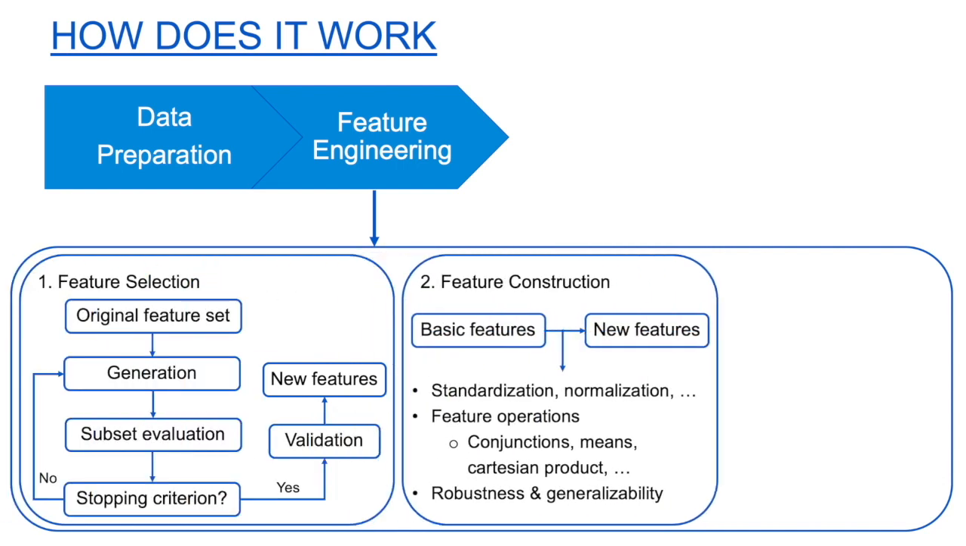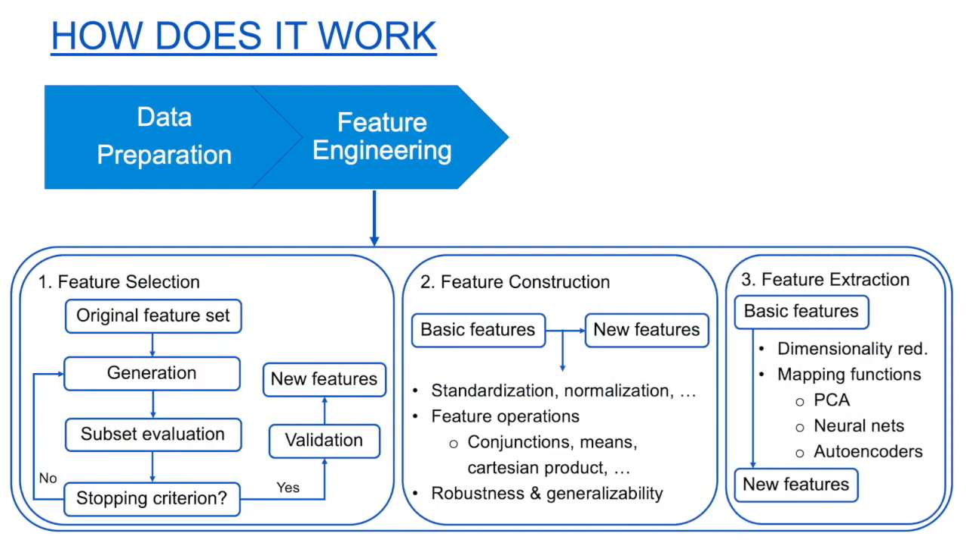The next technique is feature construction. Here the features get transformed into new features by using methods such as standardization, normalization, or discretization. These methods use operations like conjunctions, means, Cartesian products, and more. And the third and last technique is feature extraction, where mapping functions are used to achieve dimensionality reduction. Examples of this are principal component analysis, neural nets, and autoencoders.